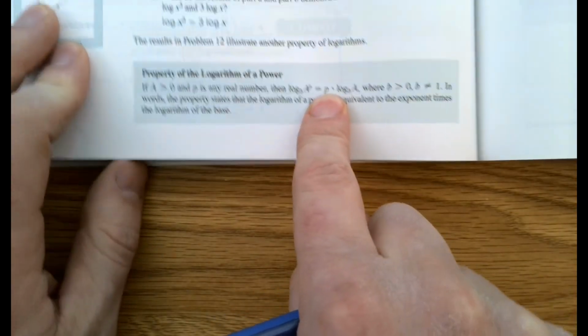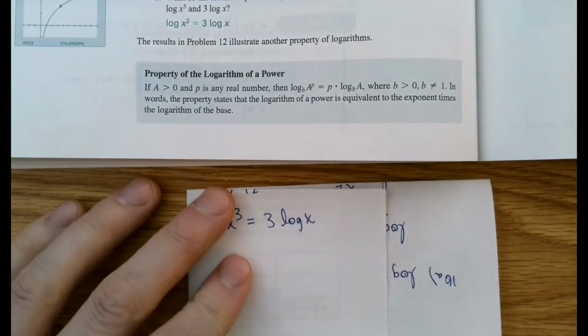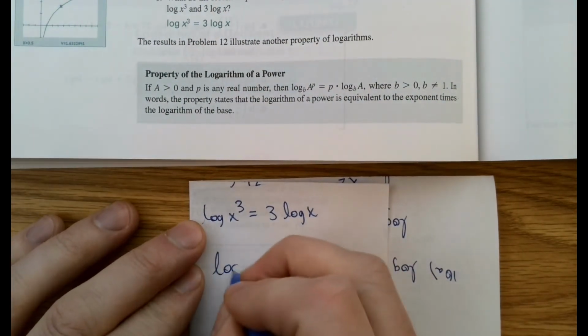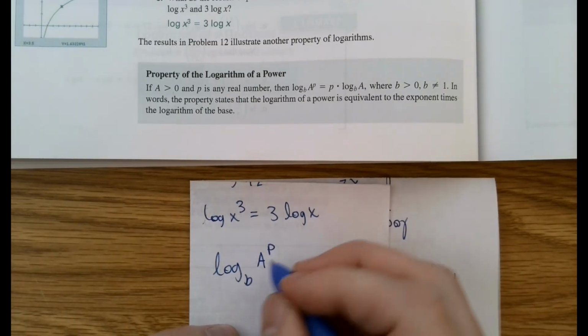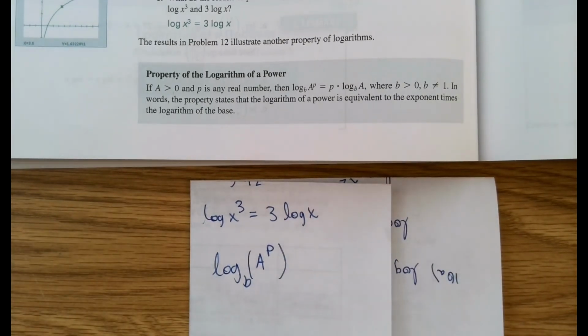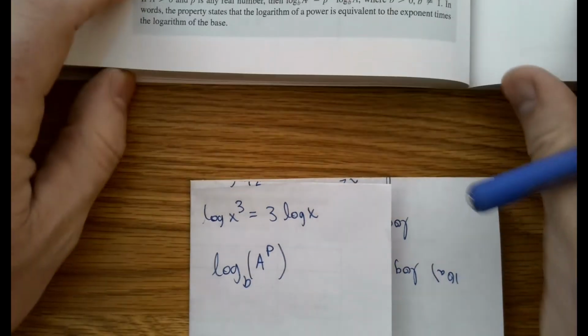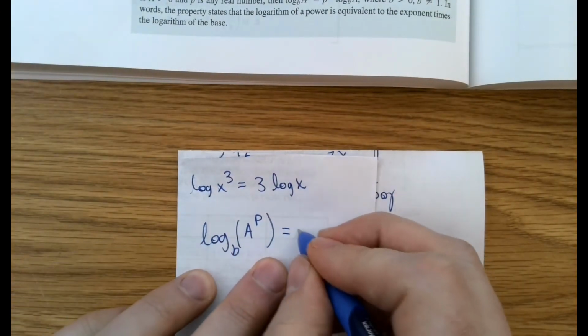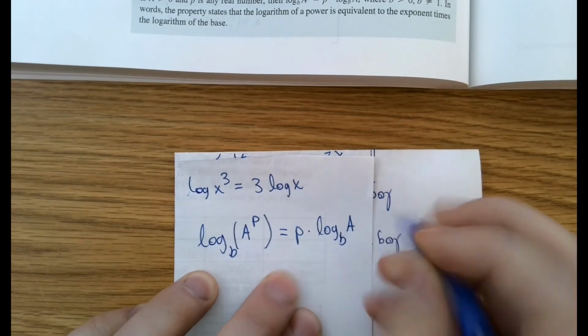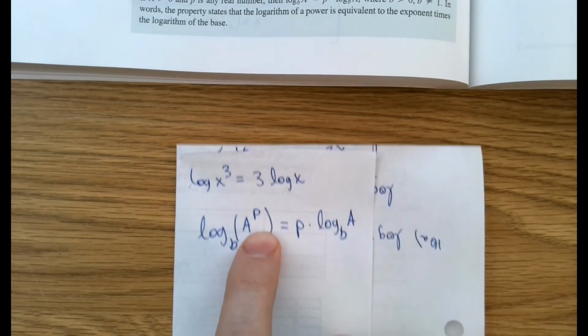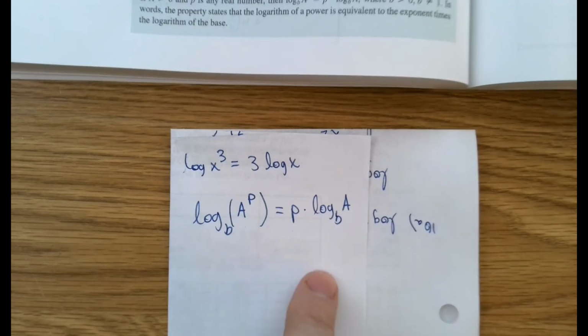In other words, down here is the property of logarithms. We're using a's and p's. So if I have log base b of a to the pth power within a logarithm, within the argument of the logarithm, that can be written as p times log base b of a. In other words, we can bring that exponent within the logarithm, bring it outside and multiply by it.